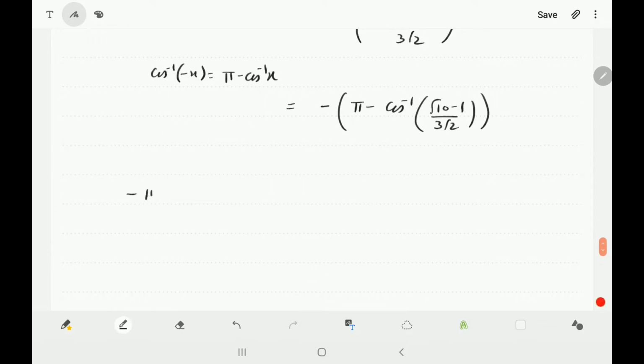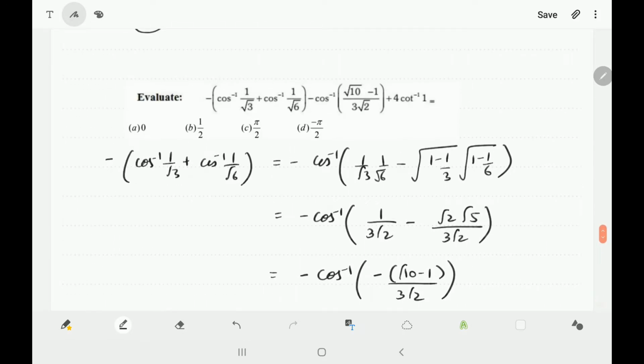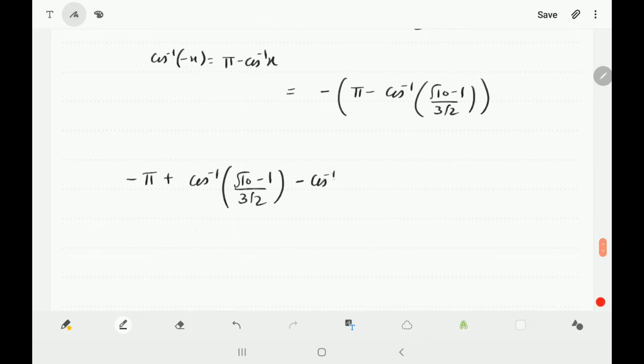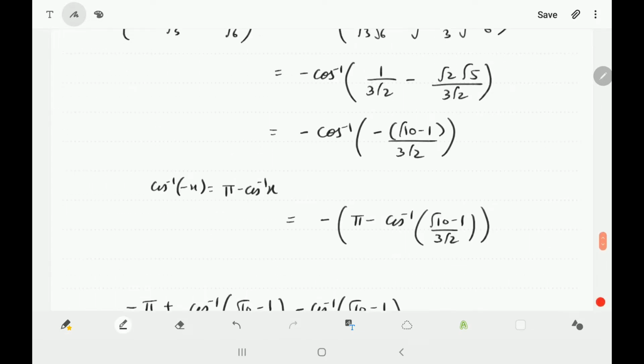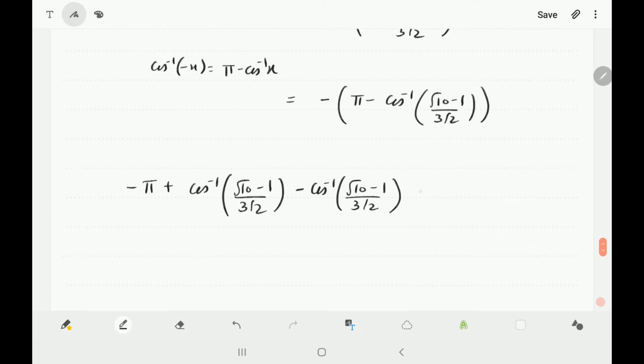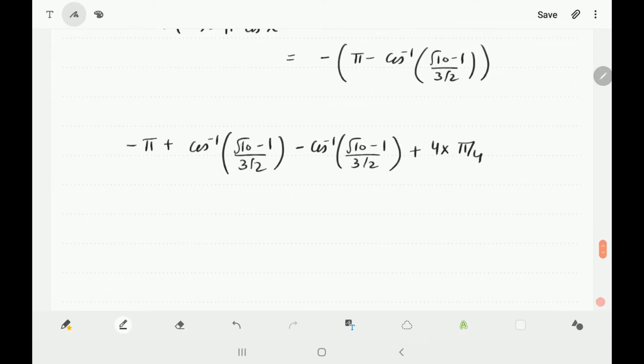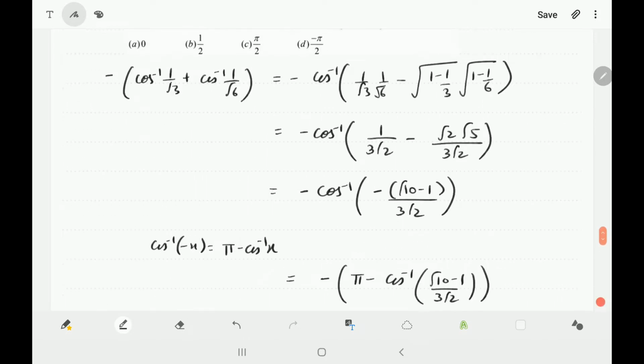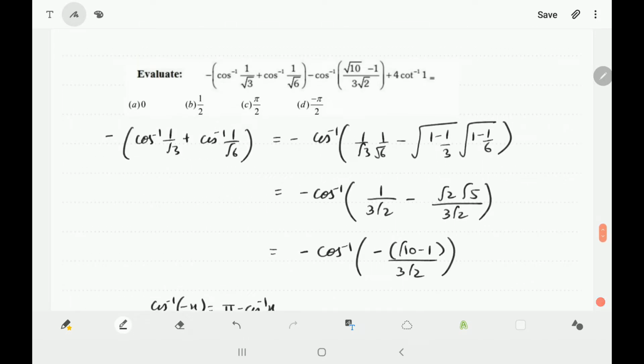So we will have minus pi plus cos inverse of root 10 minus 1 divided by 3 root 2. Okay, this is the value of the first term. Then the negative of this term is already there, minus cos inverse root 10 minus 1 by 3 root 2. Then we have plus 4 cot inverse 1, and 4 times cot inverse 1 is pi by 4, since cot inverse of 1 is pi by 4. So this term will cancel out with this term, and minus pi will cancel out with plus pi. So we will have the final answer as 0. So the expression is giving us a value of 0. So the answer for this problem will be option A.